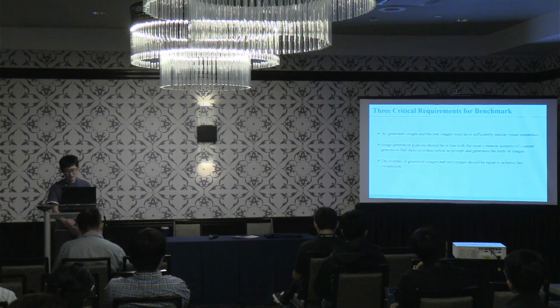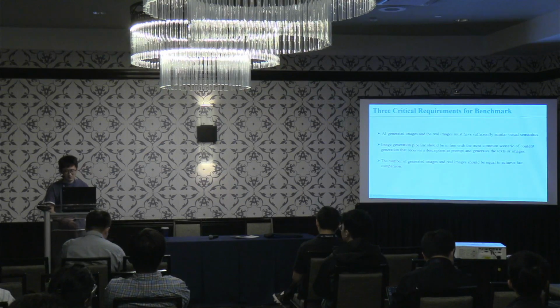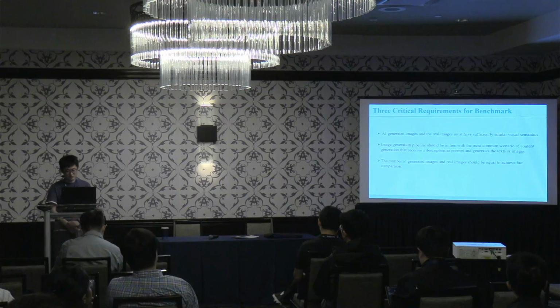Secondly, the image generation pipeline should be in line with the most common scenario of content generation that receives a description as prompt and generates the text or images, so that the obtained bias assessment results can be more consistent with the actual scene. Thirdly, the number of generated images and the real images should be equal to achieve fair comparison.